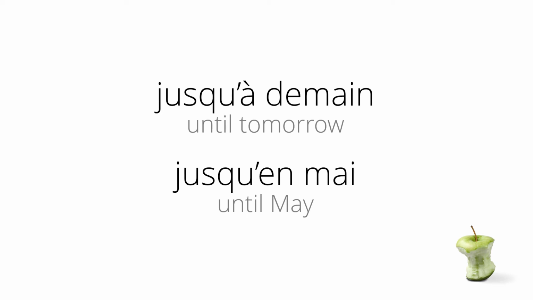So jusqu'en mai, until May. So jusqu'à means until, but when you use it with a month of the year, you say jusqu'en. I hope that all makes sense, but don't worry about it too much if you forget it for now. The more you practice, the more you'll remember it.